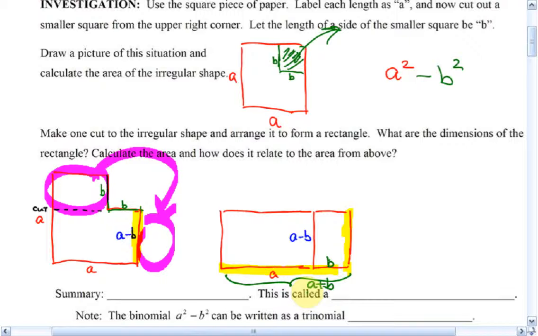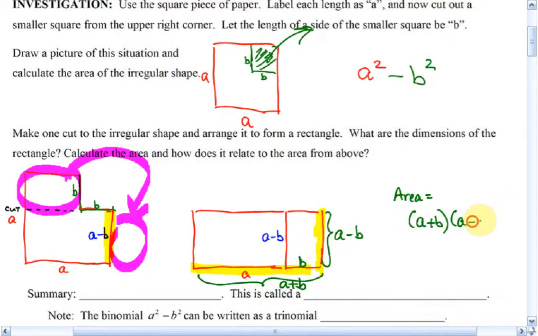Now, what about this height here? What's this side equal to? A minus B. Good. Write that in, please. Now, if I asked you to find the area of this large rectangle, the entire rectangle, what would the area be equal to in this case? How do you find area of a rectangle? Length times width. A plus B times the width, A minus B.